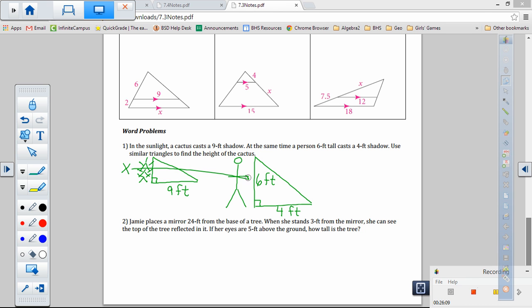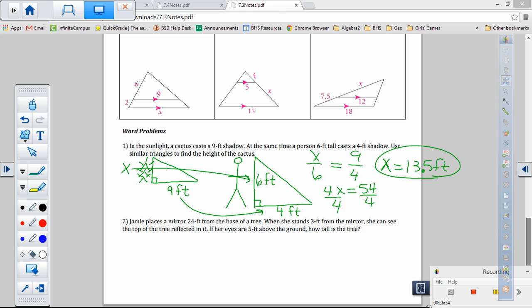X is to 6 as 9 is to 4. Cross multiply, 4x equals 54. Divide both sides by 4, and we find out that the cactus is 13.5 feet tall. That is one big cactus. They must be out in Arizona somewhere in the desert. 13.5 feet tall is the height of the cactus.